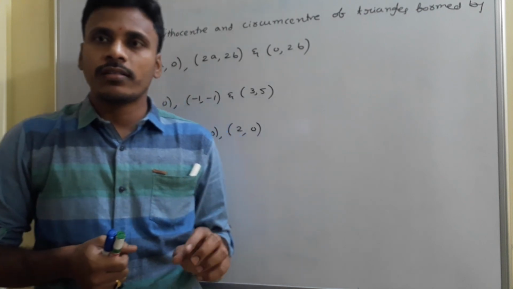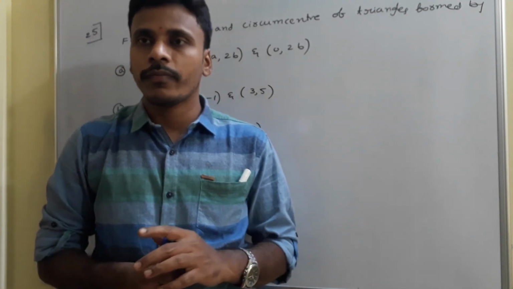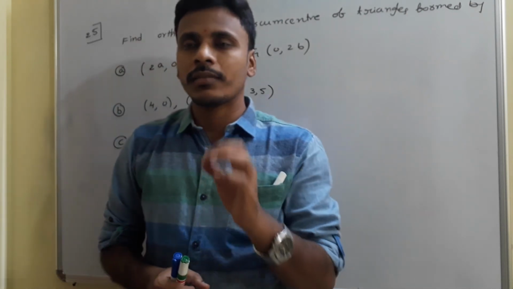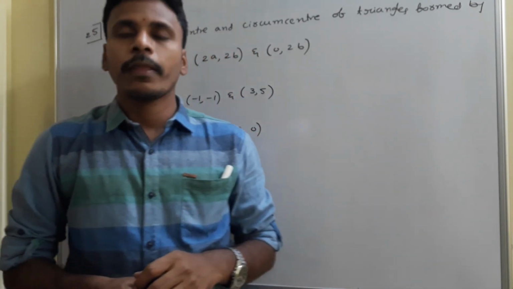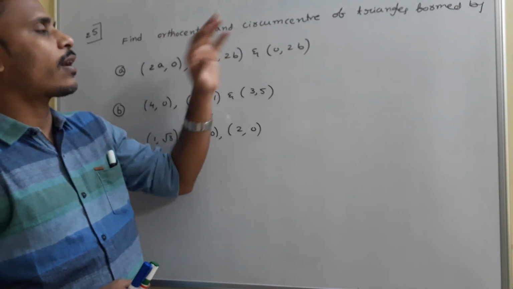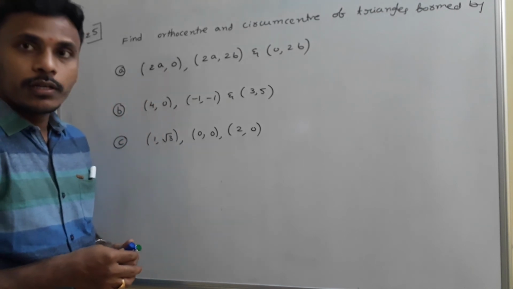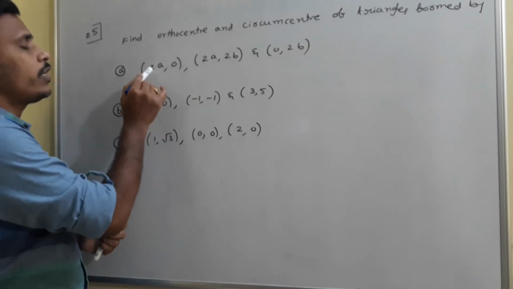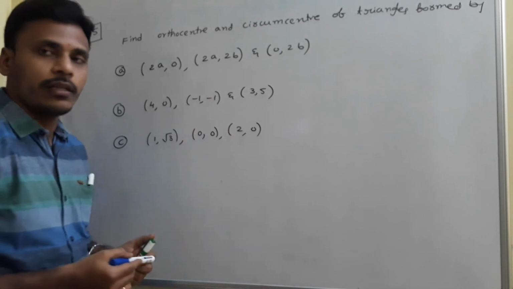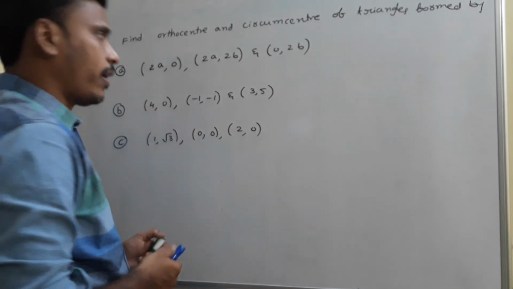Part of coordinate system. We already discussed different formulas, and from the last class we are discussing some simple problems. We need to find the orthocenter and circumcenter of the triangles formed by these combinations of points. Let us look at the first one. If these are the vertices of a triangle, then what is the orthocenter and circumcenter of the triangle?